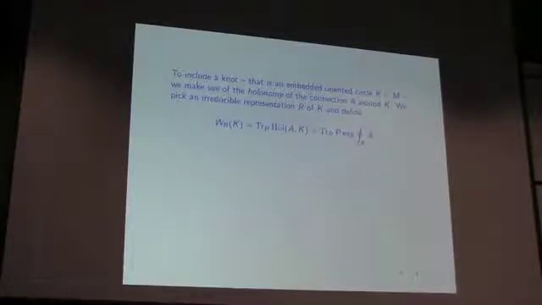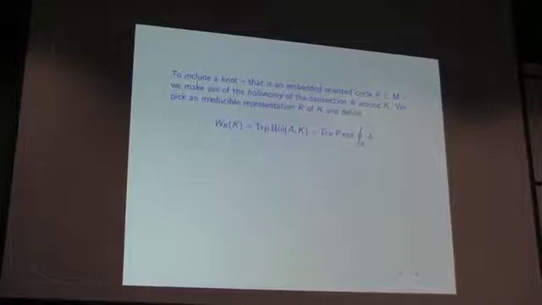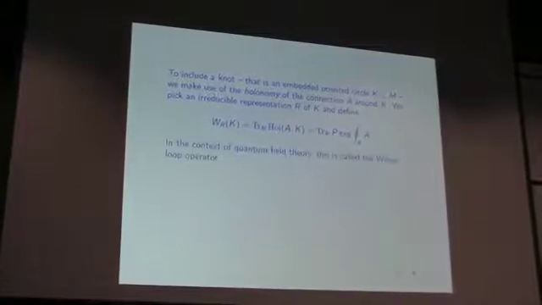And if we had a link consisting of several disjoint embedded knots, we could label each one by its own representation and consider the product of several such functions, each labeled by a possibly different representation.